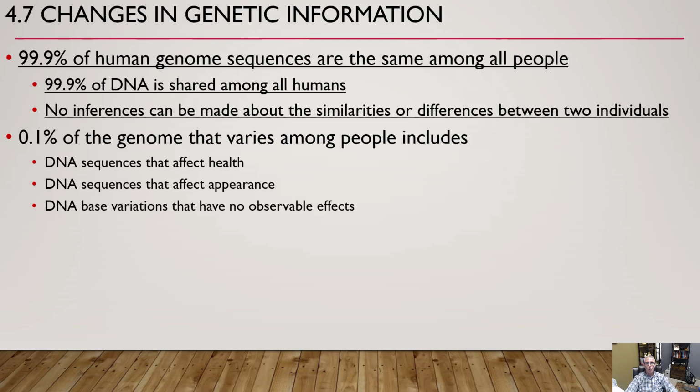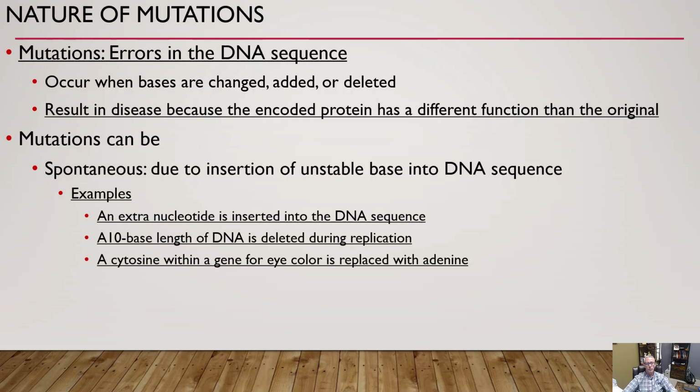Only about 0.1% of our genome varies among people, and that affects our health, appearance, or has no observable effects. We do have mutations, or errors in the DNA sequence, and that occurs when bases are added, changed, or deleted. This could result in disease because the encoded protein has a different function than the original.